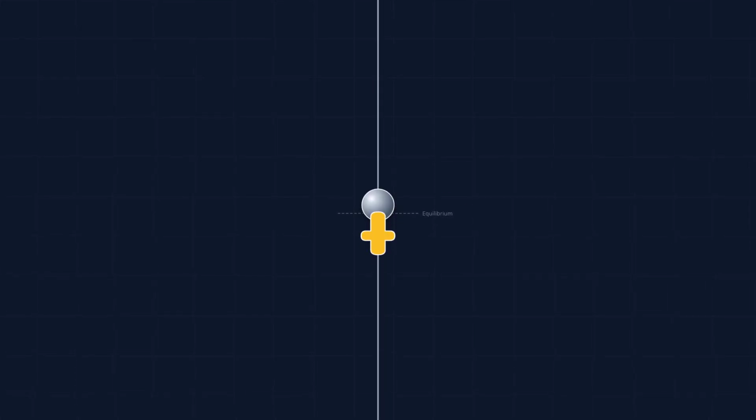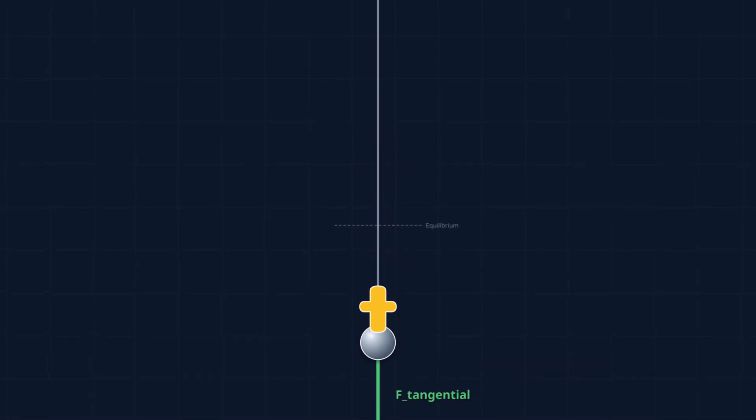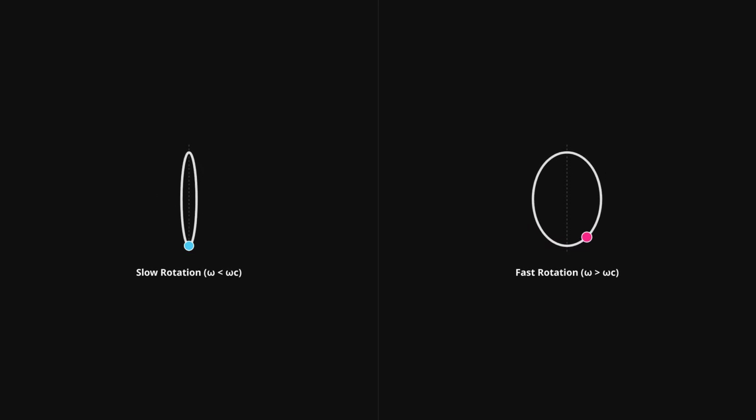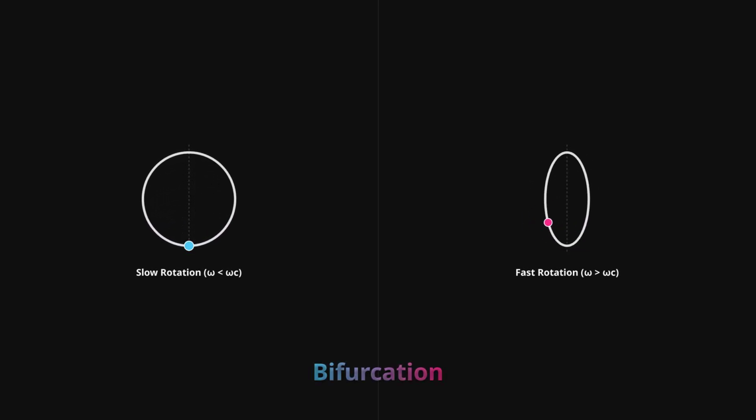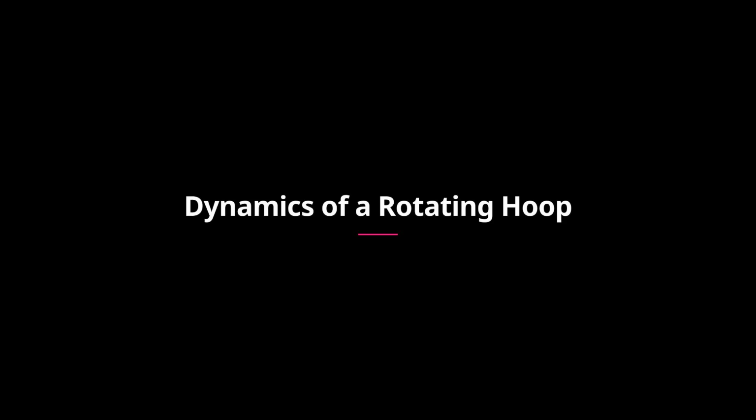Qualitatively, if you nudge the bead from this new position, the tangential force acts as a restorer, pushing it back toward theta naught. This makes the side position a stable equilibrium. So, the bead's behaviour changes at the critical frequency. Below it, the bottom is the only stable spot. Above it, the bead rises to a new, stable height on the spinning hoop.